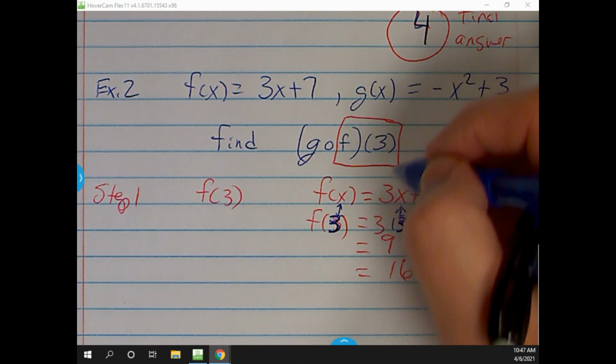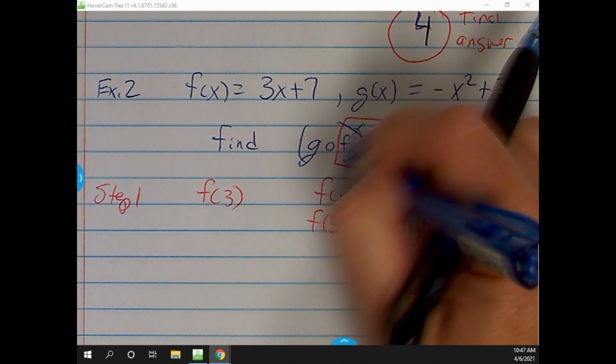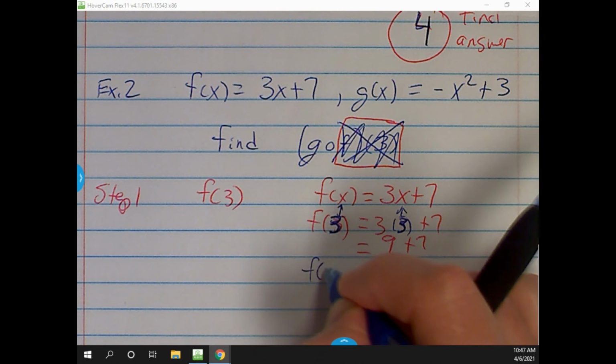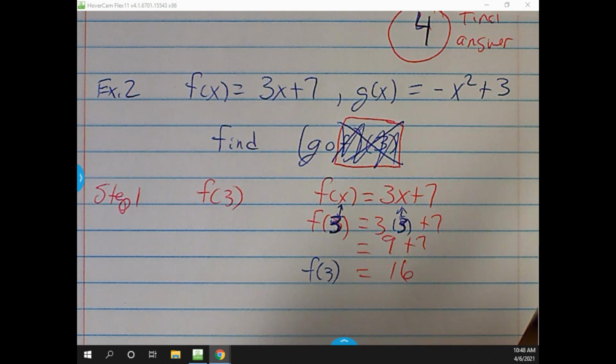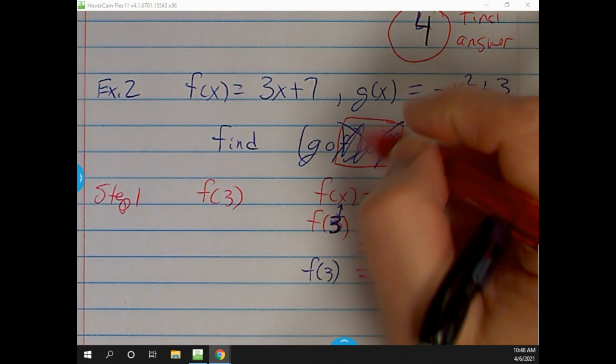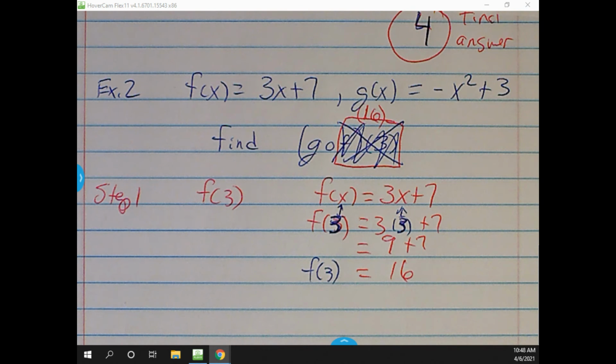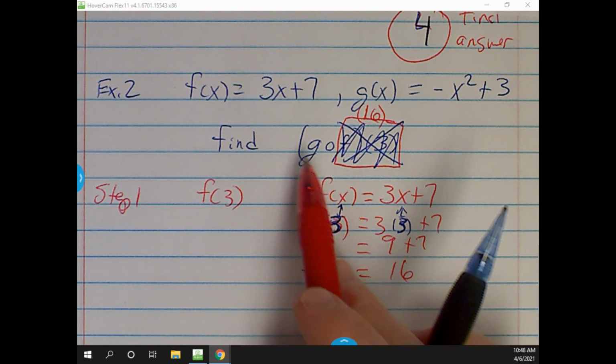Okay, now once you've done this f of 3 part, this thing is done, and we're going to take f of 3 and replace that with 16. So now we're going to go back and put that 16 in place of f of 3. It's going to go in like that. So now we've got g of 16.